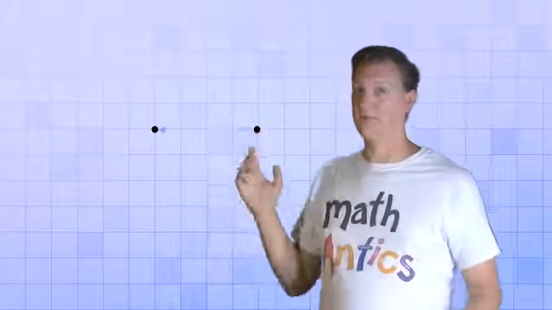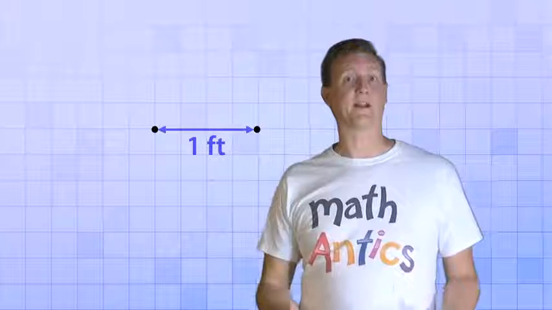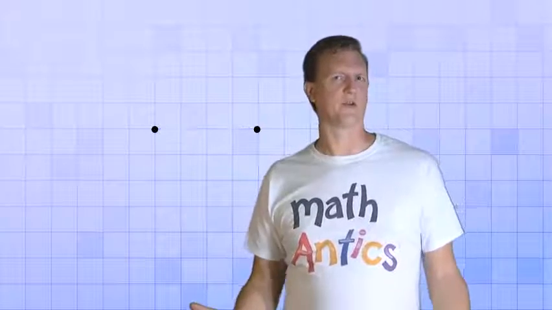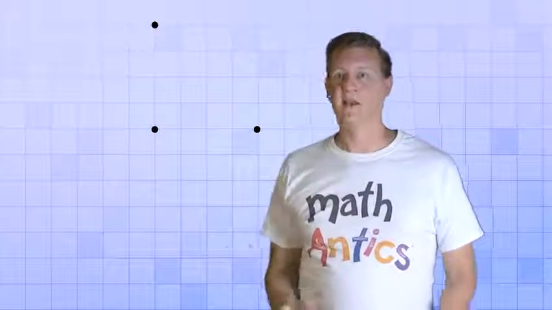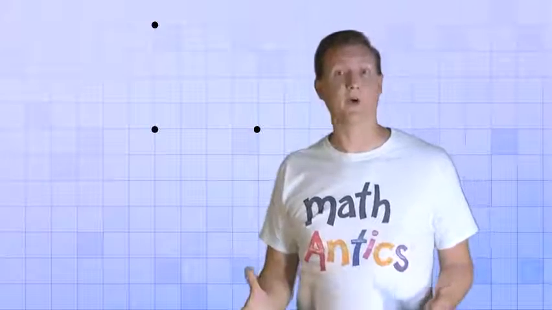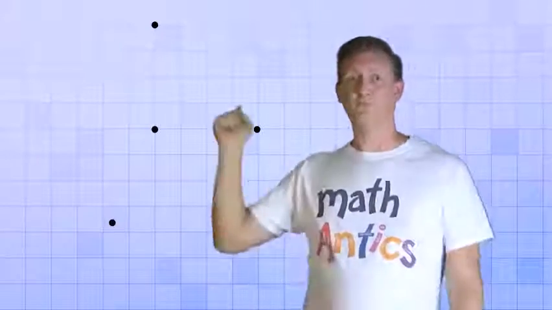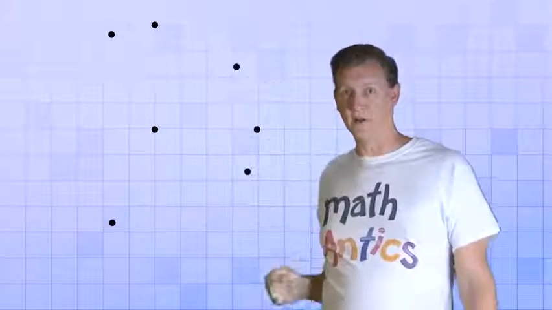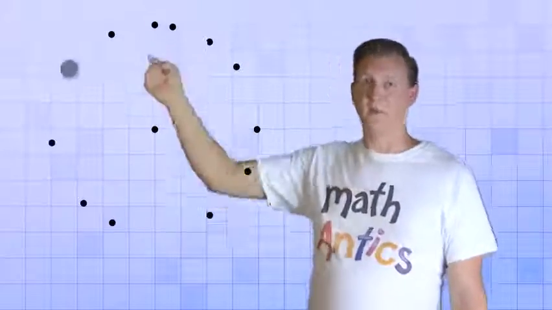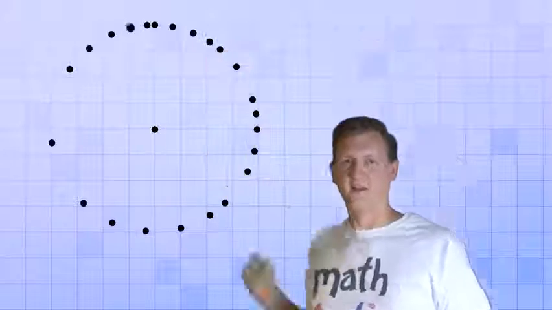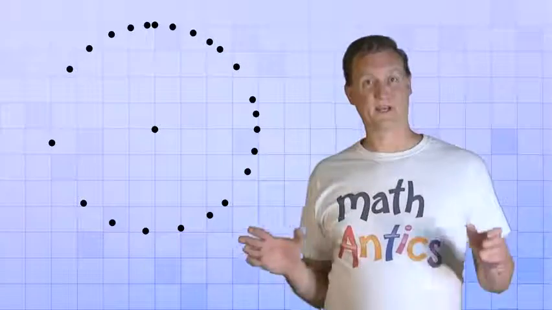This point is a foot away to the right. Now let's make another point a foot away, but in another direction. Let's say up here. Now let's make another one, also a foot away, but in another direction, right here. Now let's make another, right here. And another, and another, and another, and another. Phew, I'm getting tired.